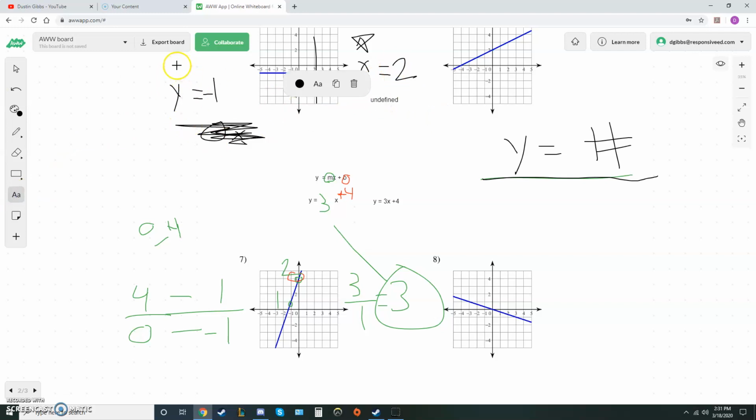And then here we would call this slope 0, just so you know. So this is a 0 slope, that left and right line. This is an undefined slope, up and down. Okay, and then this is just your regular work.